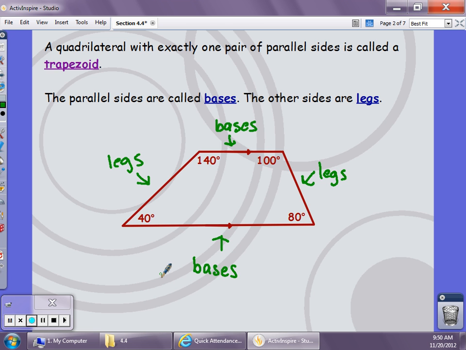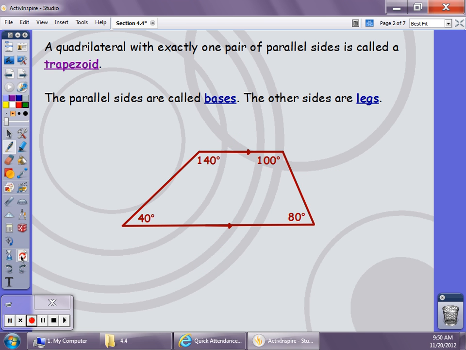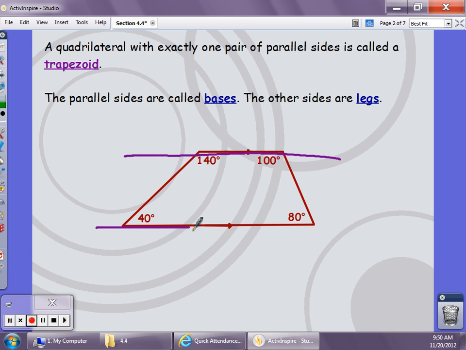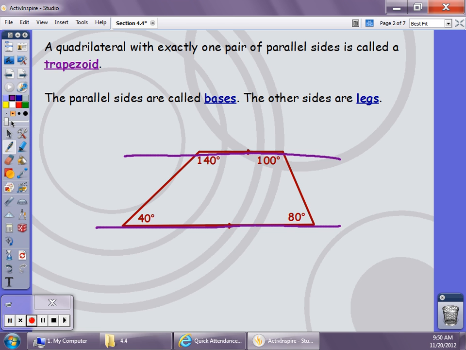One thing I want to point out is remember that two parallel lines cut by a transversal have special type of angle relationships. We have same side interior angles, alternate interior angles, and corresponding angles. So what I want you to envision on this diagram is that we have our two parallel lines, which are going to be our bases. And I'm going to go ahead and extend those lines. I want you to think of each leg as a transversal.